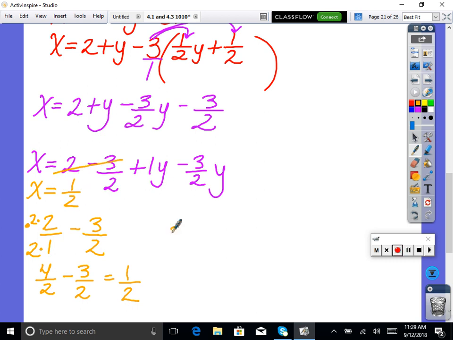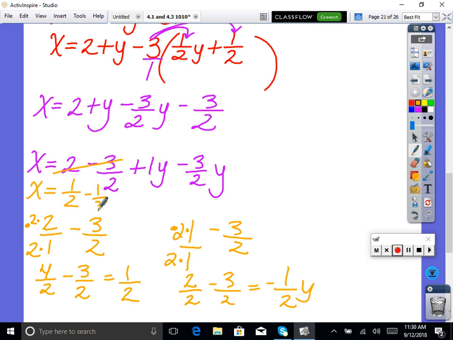Now we're going to say, okay, so we're adding 1 minus 3/2. Isn't this 1 over 1? And we're going to multiply by 2 over 2. So then we have 2 over 2 minus 3 over 2, which is negative 1 over 2. And that was in y. That was a y. So then we have minus 1 over 2 y.